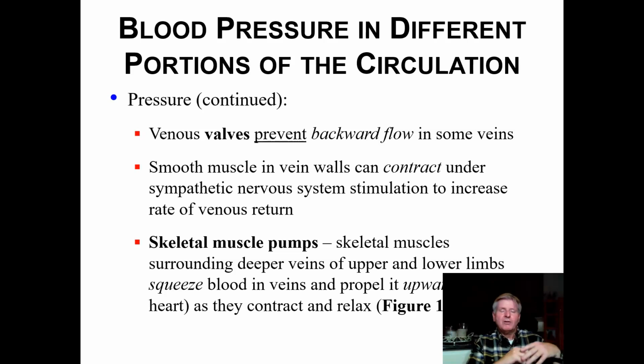One of the factors that ensures blood return back to the heart are one-way valves, which prevent backward flow in your veins, especially your deep veins. Also, you have some smooth muscle in your vein wall that can contract under sympathetic stimulation to increase rate of venous return. Another factor are your skeletal muscle pumps. Your skeletal muscles surround your deeper veins of your upper and lower limbs. And so when your muscles contract, it squeezes blood in the veins and then pushes it upward toward the heart as they contract and relax.